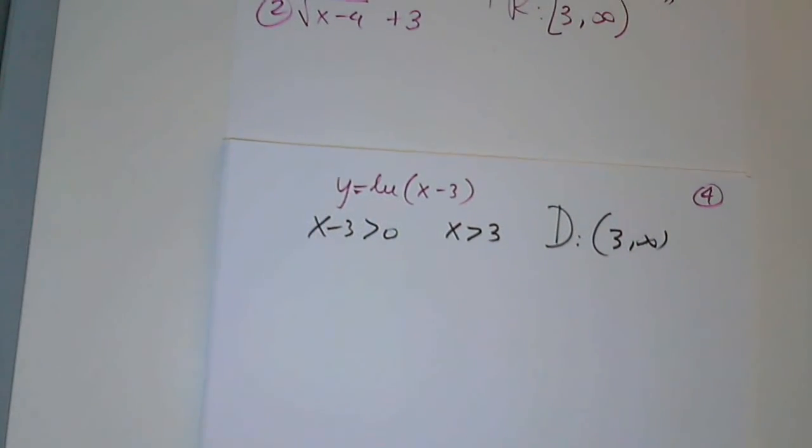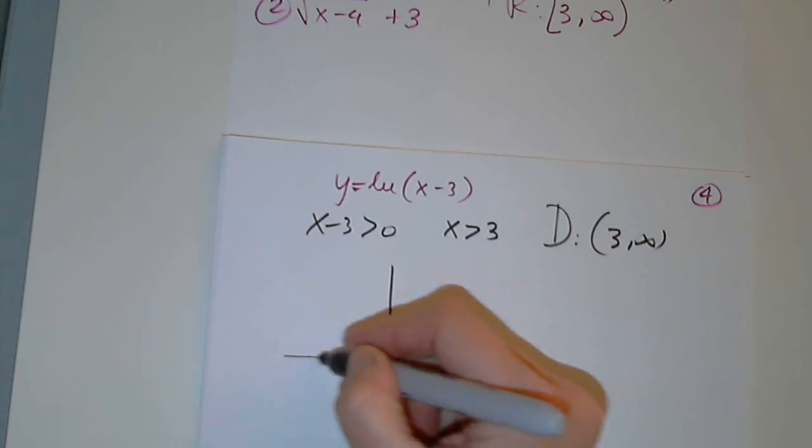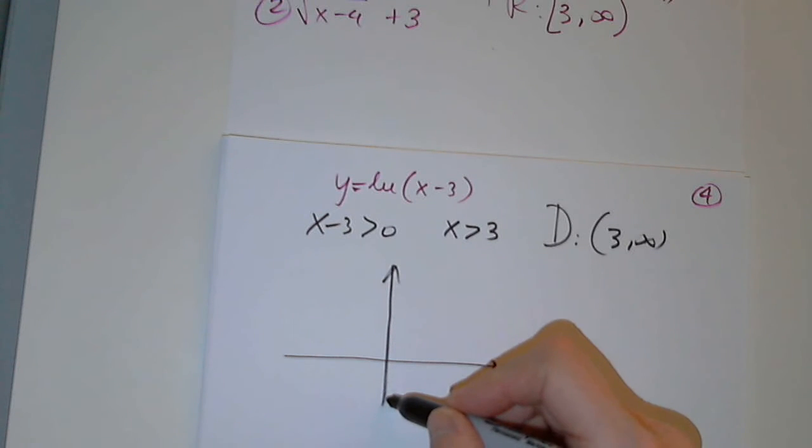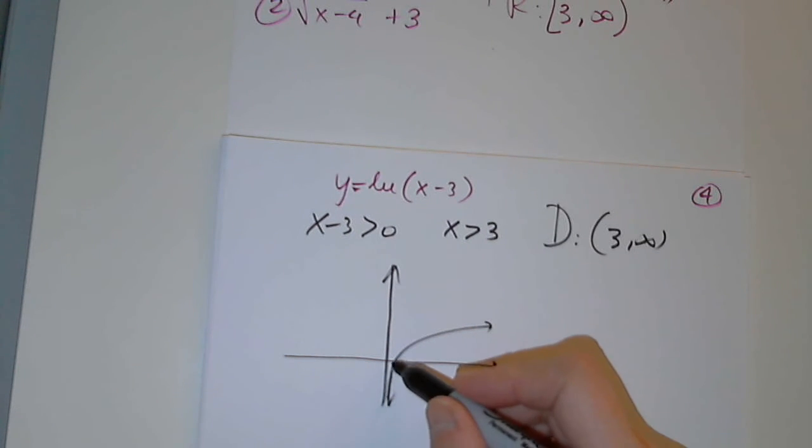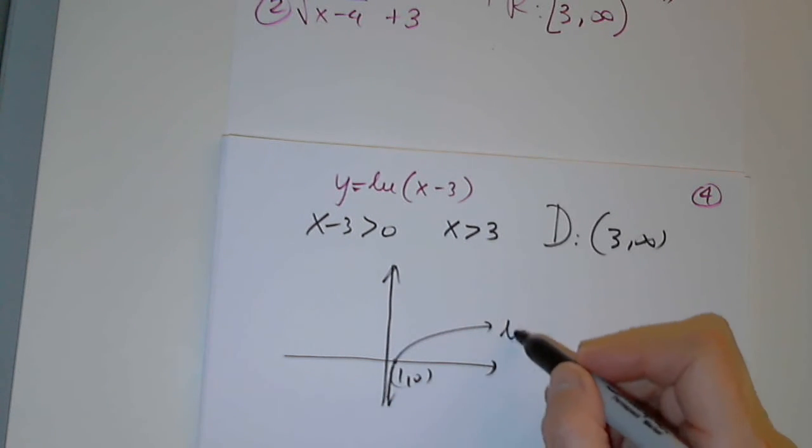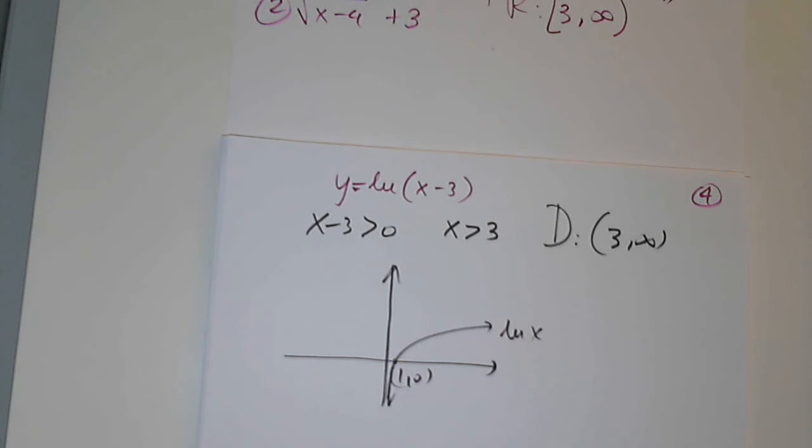So the simplest thing to do is just graph the base function. Here's the base function. It will always cross at 1, 0, natural log x. And now it's a function with a vertical asymptote at 0. And we have to shift it where? To the right. Yes, to the right. Right 3. Good.